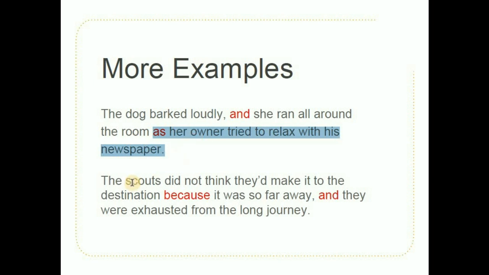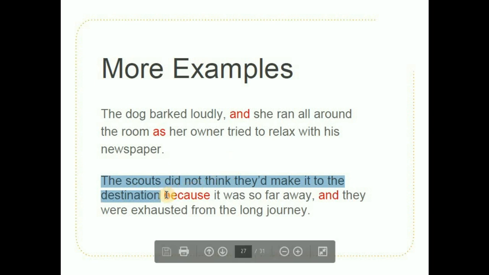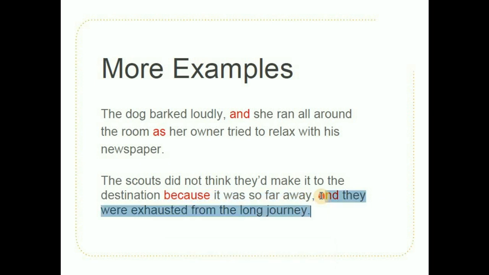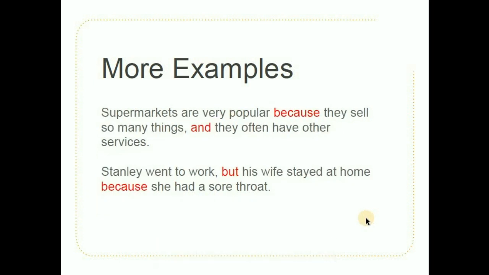Now we have another type here. The scouts did not think they'd make it to the destination. What kind of clause is this? It is independent. It is followed by a dependent clause, because it was so far away. The dependent clause will be then followed by a comma and another independent clause, and they were exhausted from the long journey. Let's look at one more group of examples.